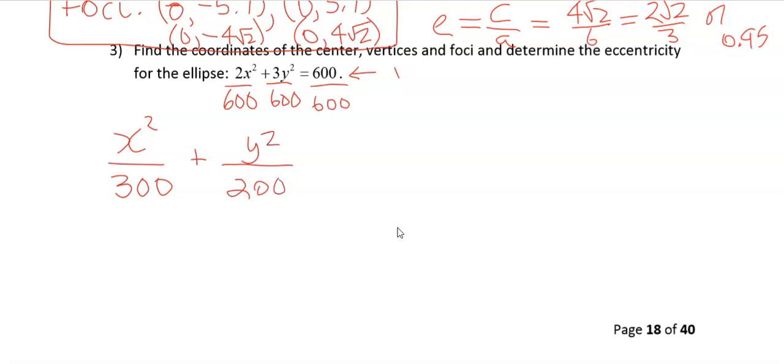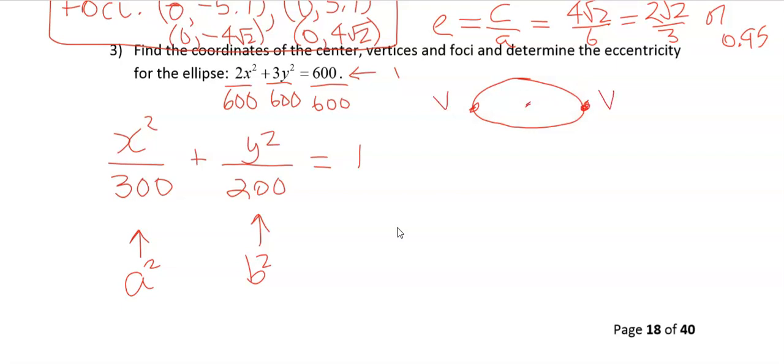Aha, now I can see which one is a squared and I can see which one is b squared. And that's equal to 1. There's my a squared. Now you're not going to get a nice whole number this time when you find your a. Here's my b squared right there. So I can tell that this ellipse is going to be stretched out horizontally like so, which means that my vertices are going to be left and right. There's one vertex, there's the other, of the center. The center is just 0, 0 for this one, by the way. The co-vertices are going to be up and down, like so, from the center.